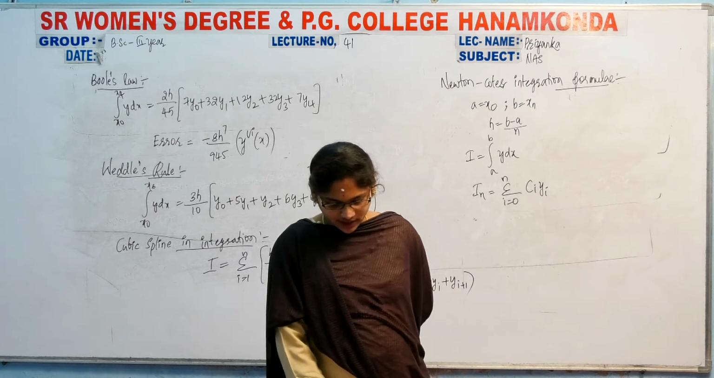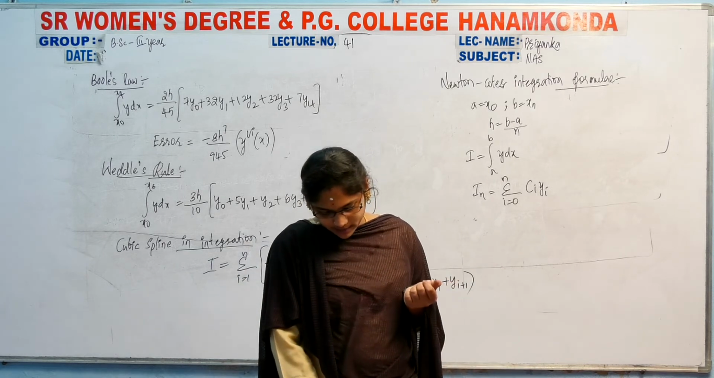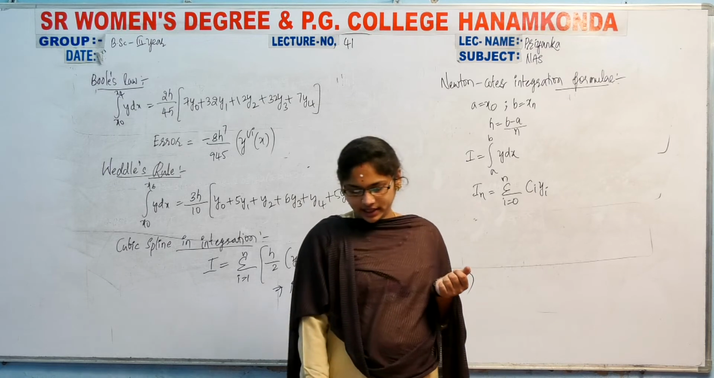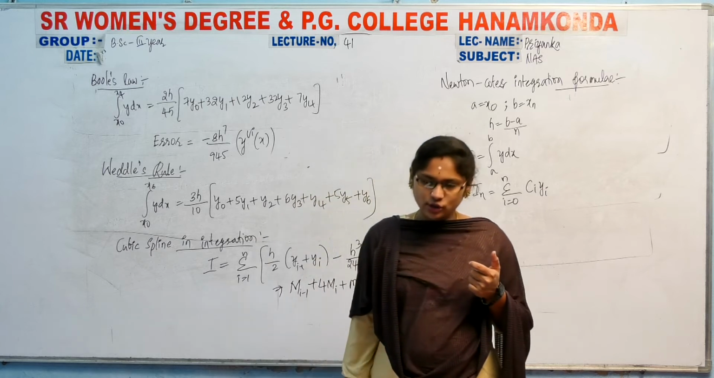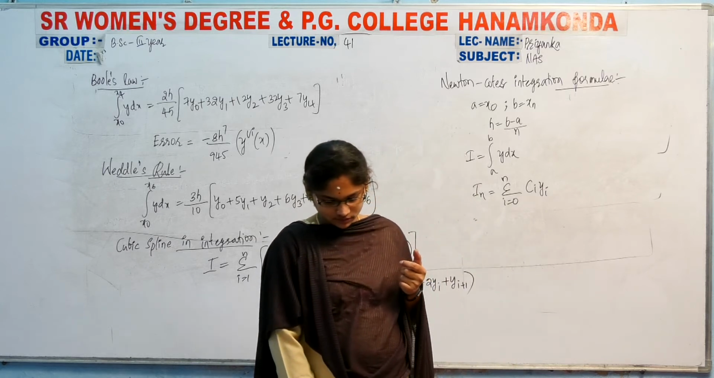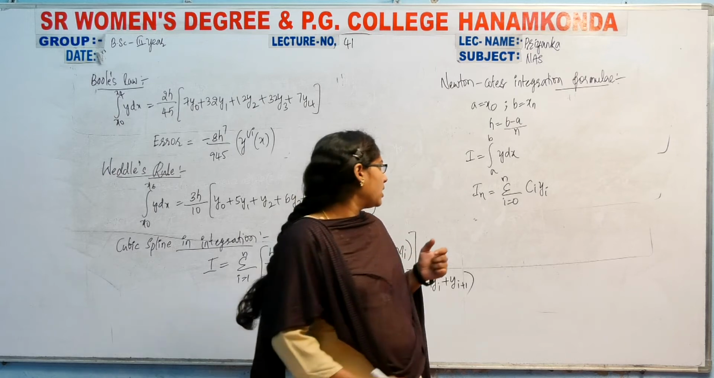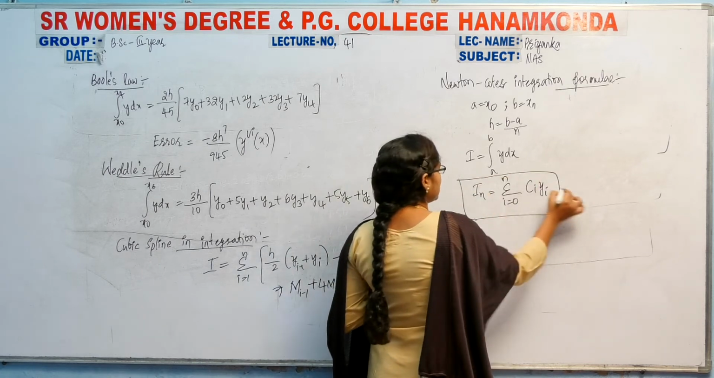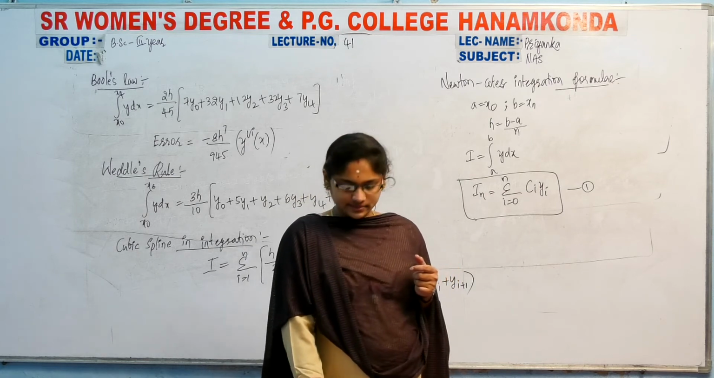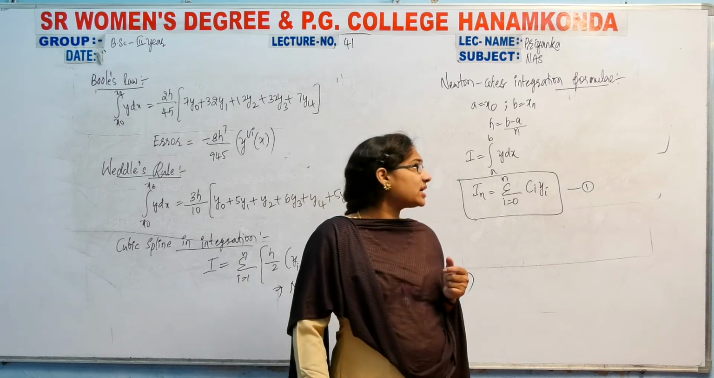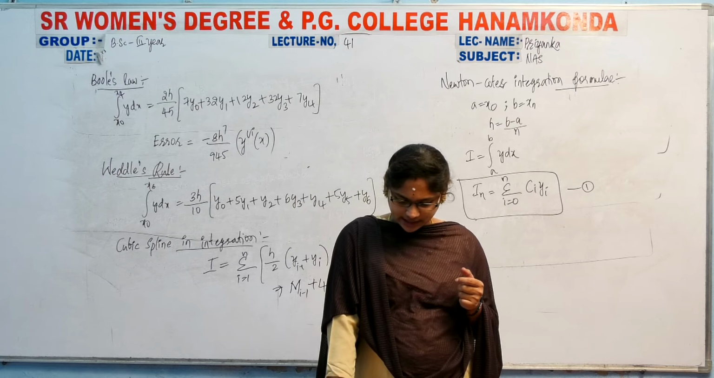Where the coefficients ci are determined completely by the value of xi, and box it, take it as equation number 1. Here equation 1 is called the Newton-Cotes closed integration formula.